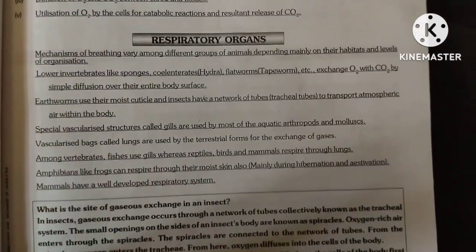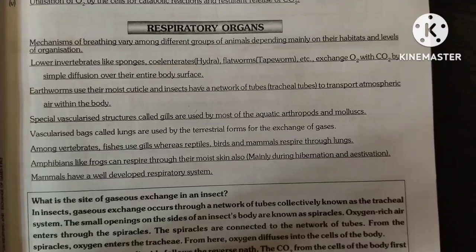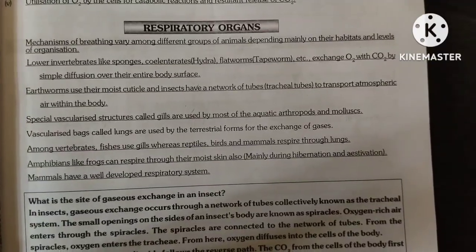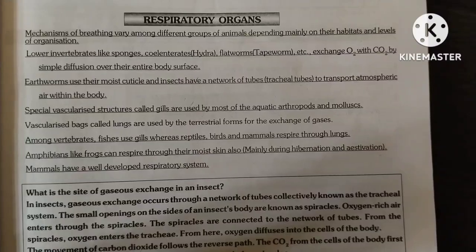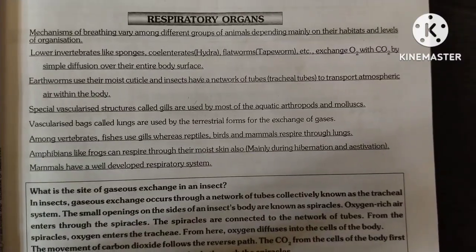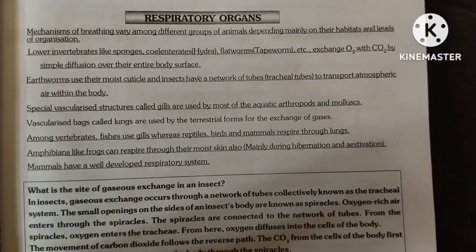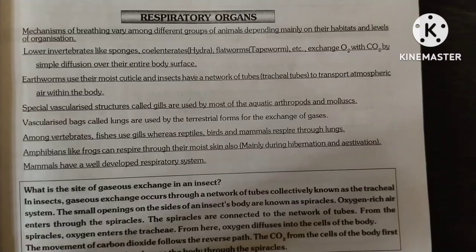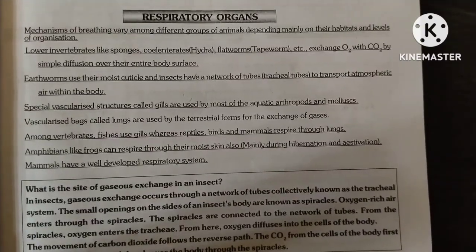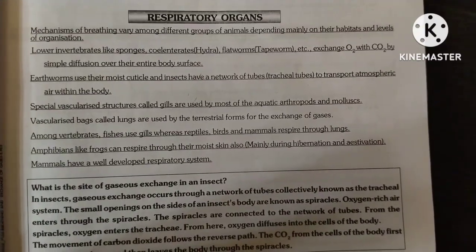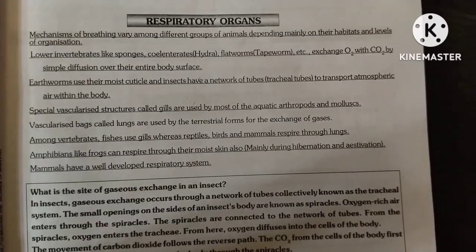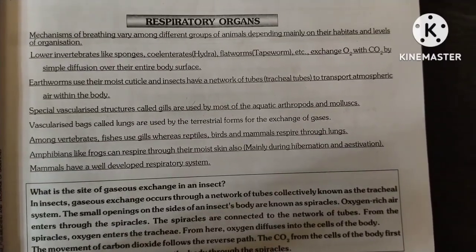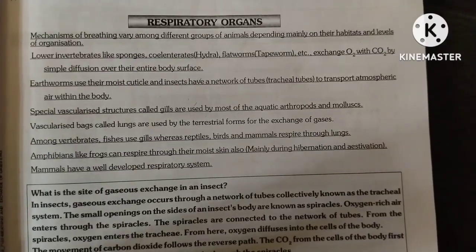Respiratory organs. The mechanism of breathing varies among different groups of animals, depending mainly on their habitats and level of organization. Lower invertebrates like sponges, coelenterates, hydra, flatworms, tapeworm, etc. exchange O2 with CO2 by simple diffusion over their entire body surface. Earthworms use their moist cuticle, and insects have a network of tracheal tubes to transport atmospheric air within the body.